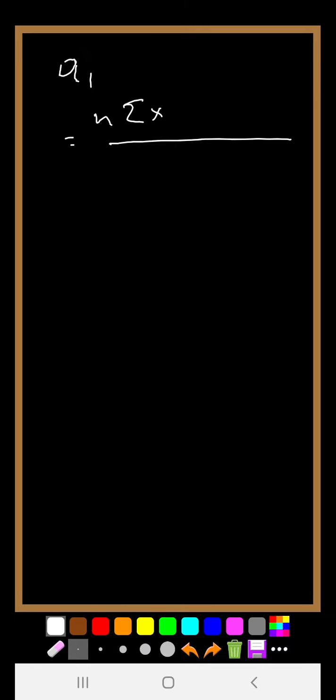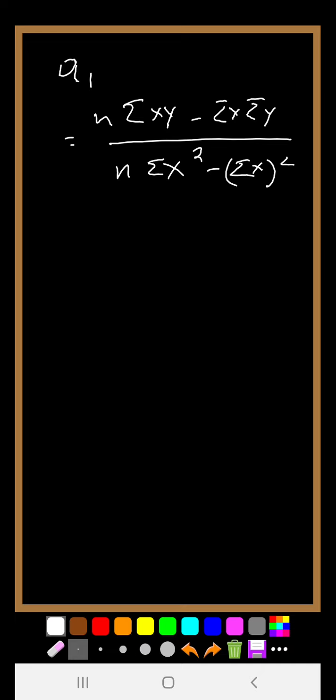And similarly we can also get the value of a1. The equation for a1 is equal to n into summation xy minus summation x summation y, divided by n into summation x square minus summation x whole square. So the denominator is the same.